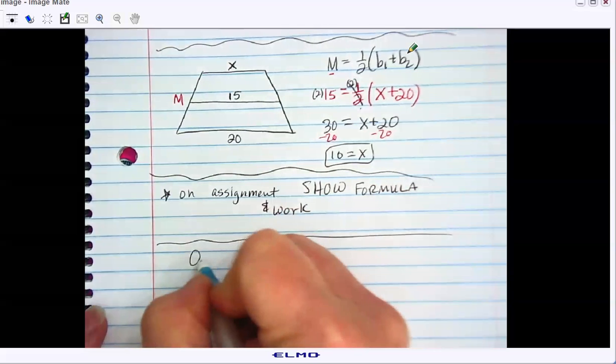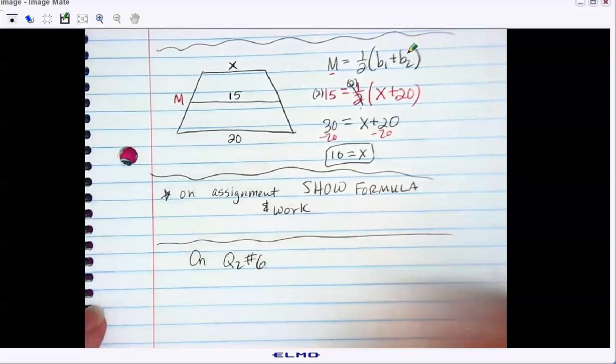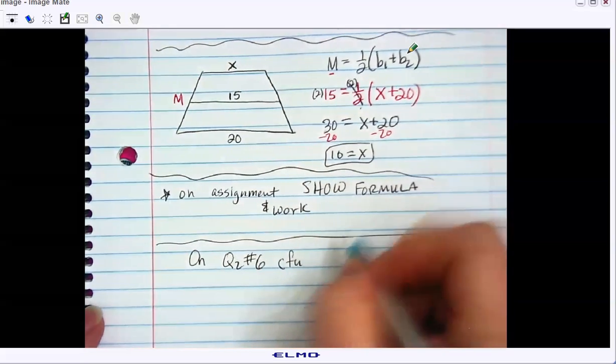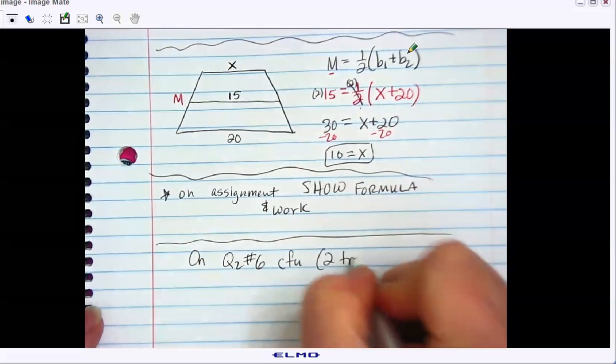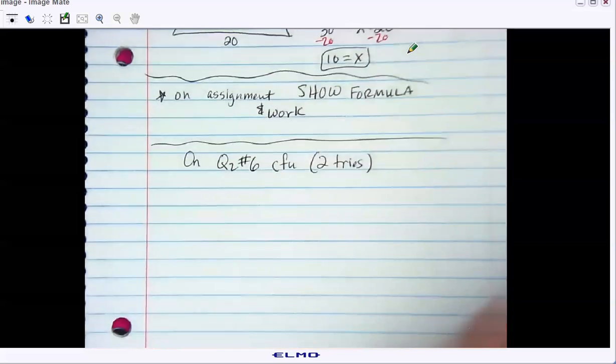On your quiz number 6, check for understanding, don't forget that you get 2 tries. Some of you are not taking advantage of that and you're leaving yourself with a 50% or 60, 70% when you could be getting higher. It'll keep the highest score, so you have nothing to lose except a bad percentage.